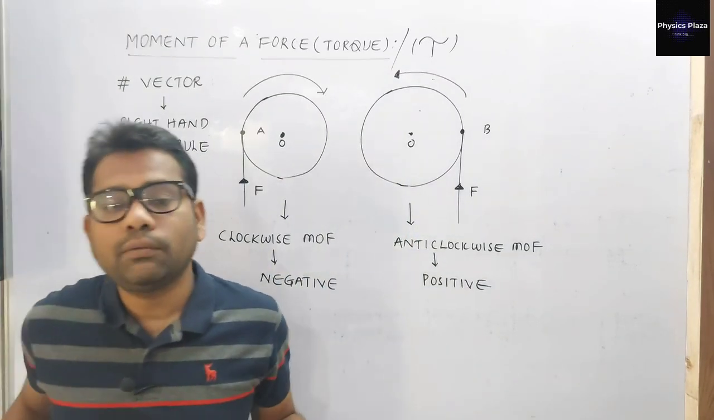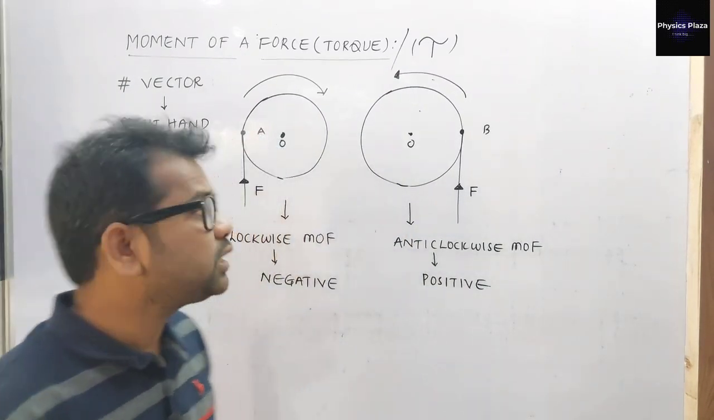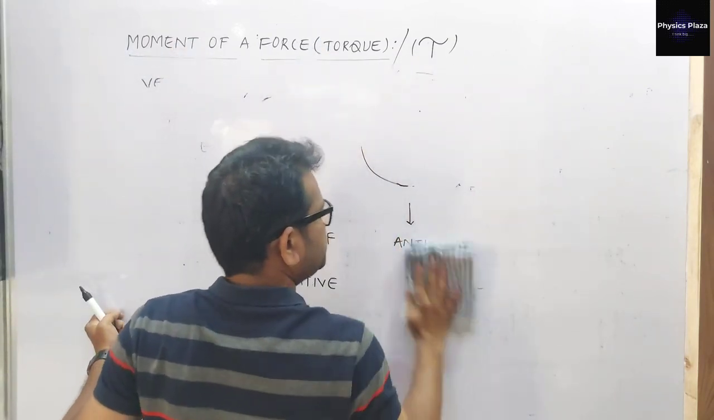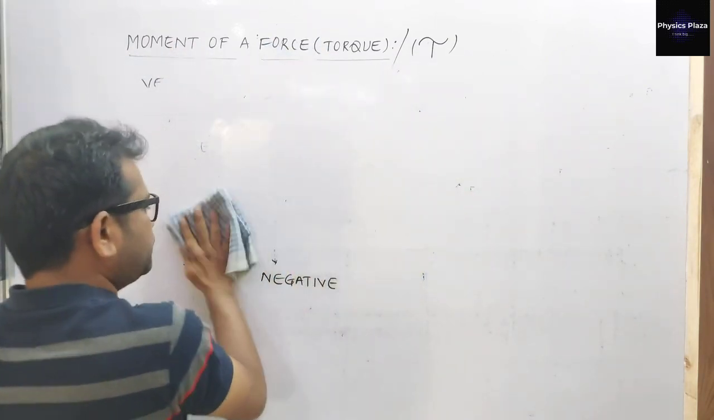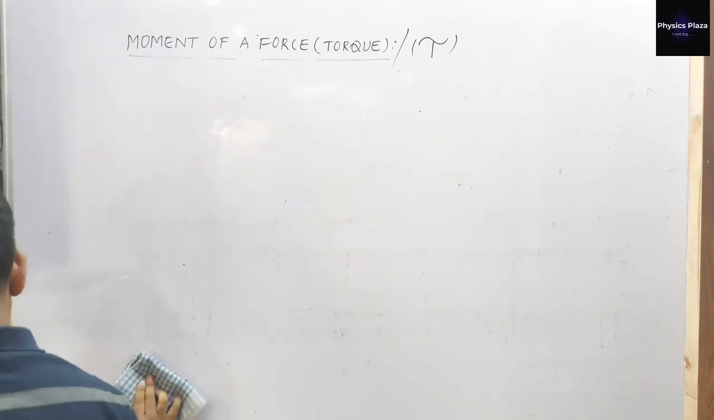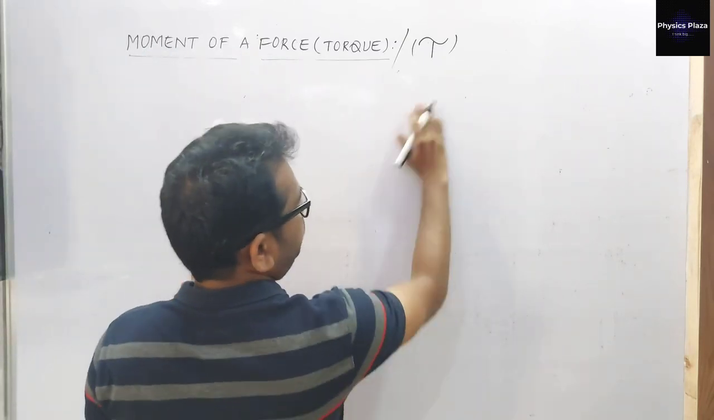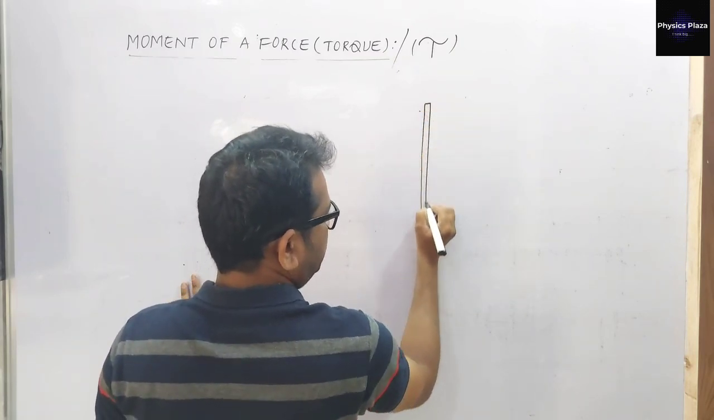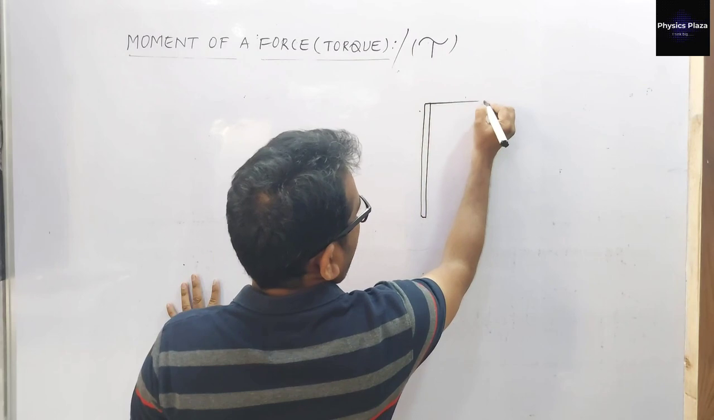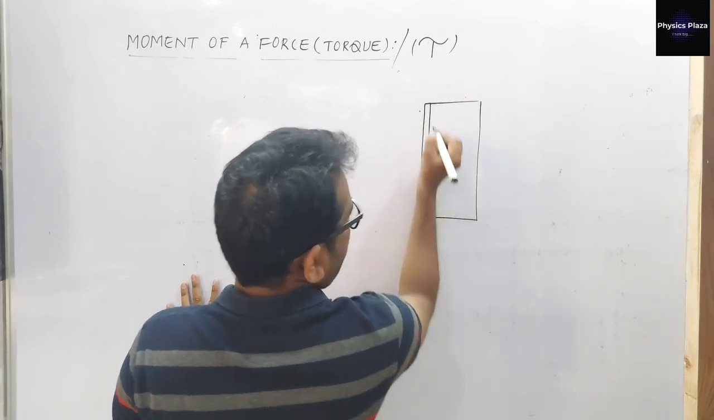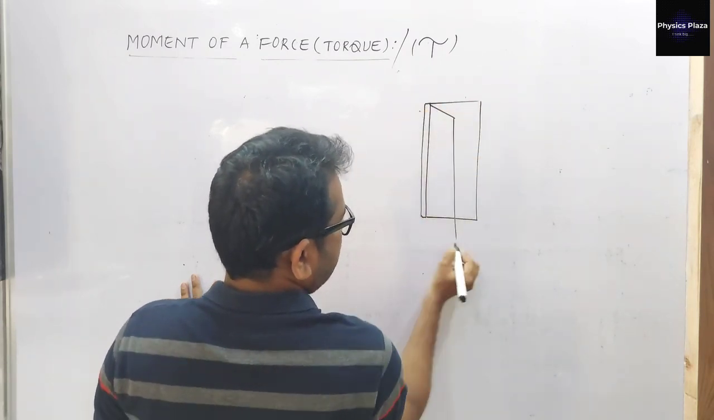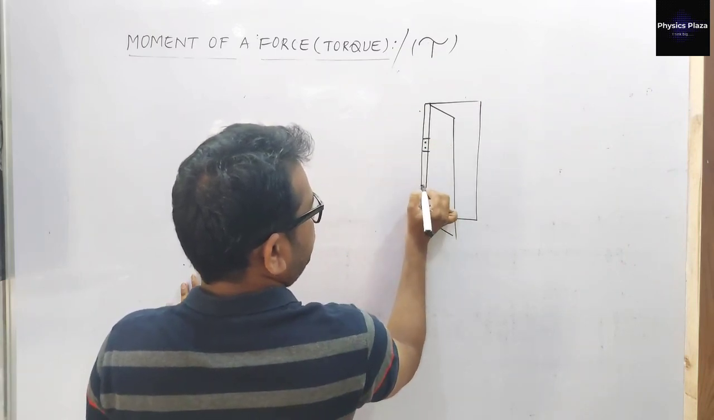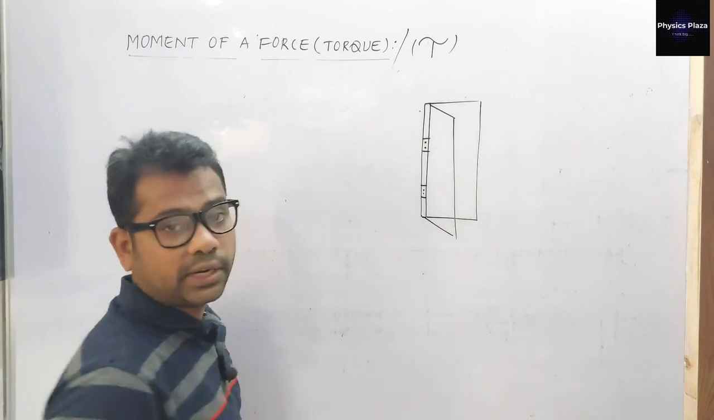Now children, let us see one or two important numericals based on tau is equal to F into R. For example, your question can be asked like this. Suppose, children, there is some door. Based on a door also, questions can be asked. Let us say this is a hinge, here also a hinge. So they gave me a question like this.